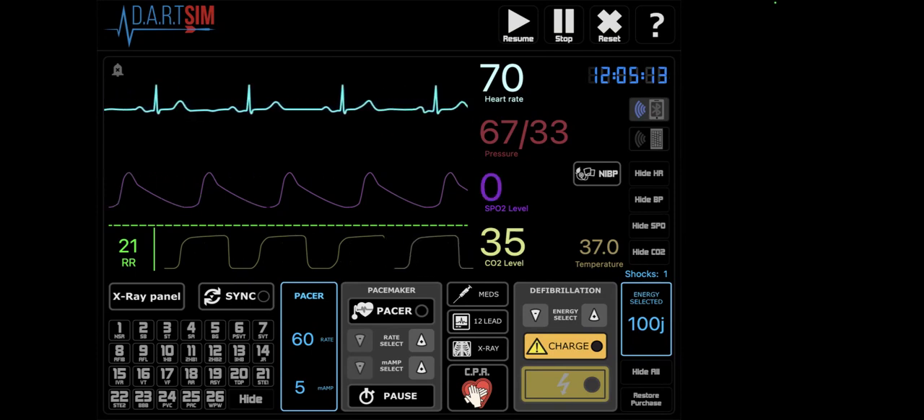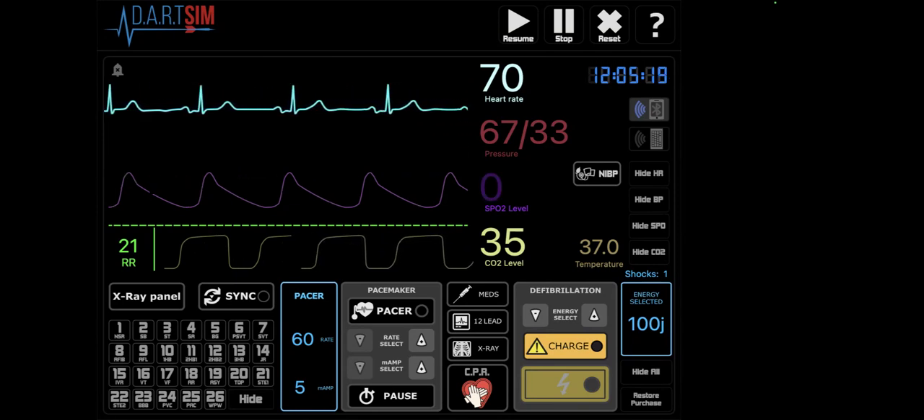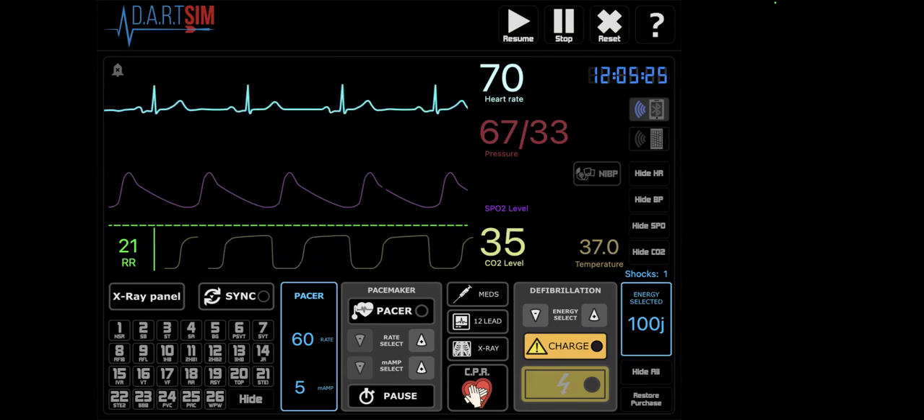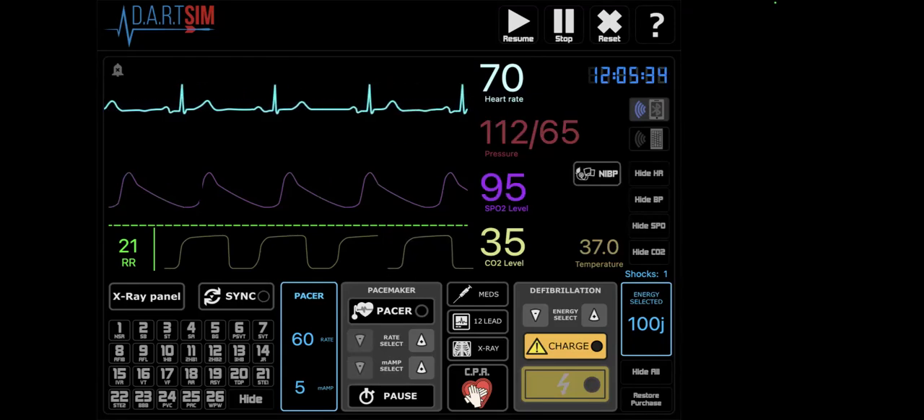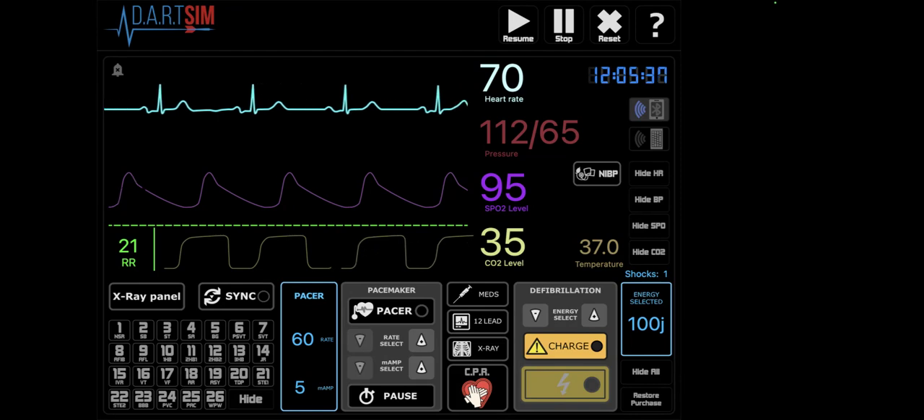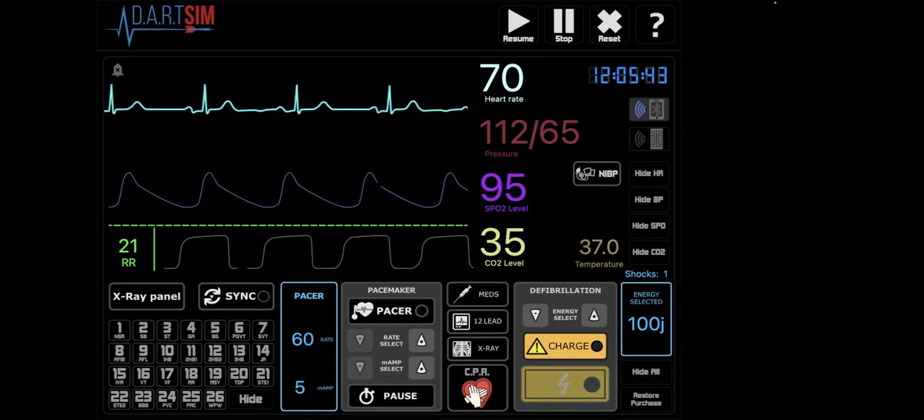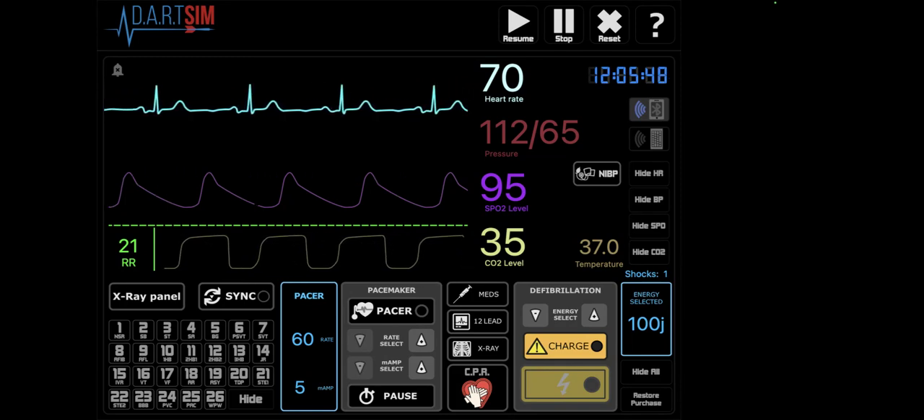Anytime you have a different rhythm, you need to check a blood pressure to go with that. And so very quickly, you would hit the NIBP button, and your patient is much more alert and awake. Got supplemental oxygen on, and you can see that his saturation is 95%. You've got a much better blood pressure. And so synchronized cardioversion took that patient from an SVT down to a nice normal sinus rhythm.